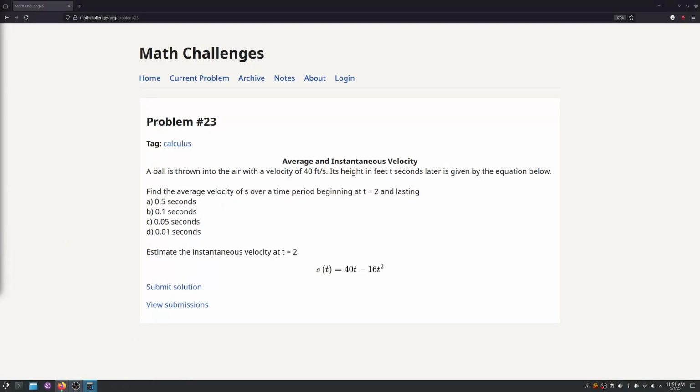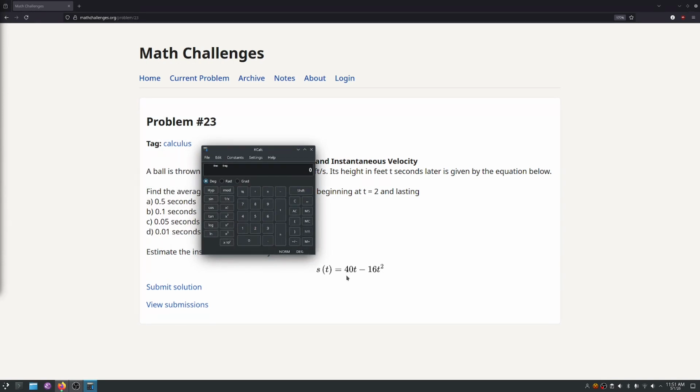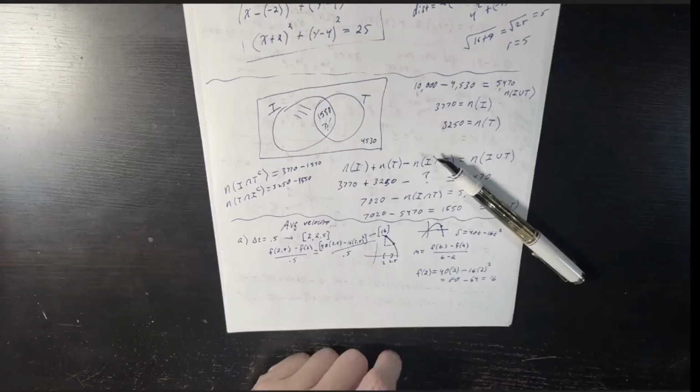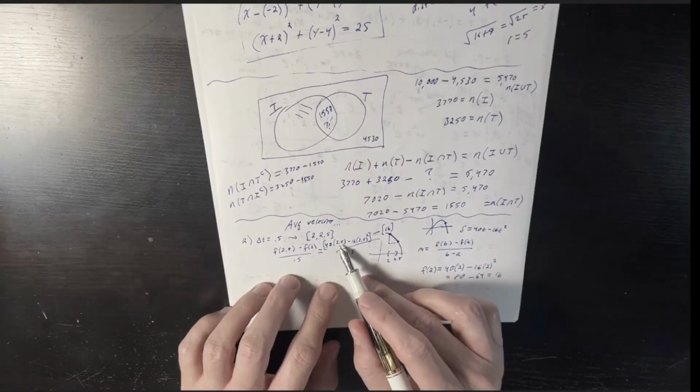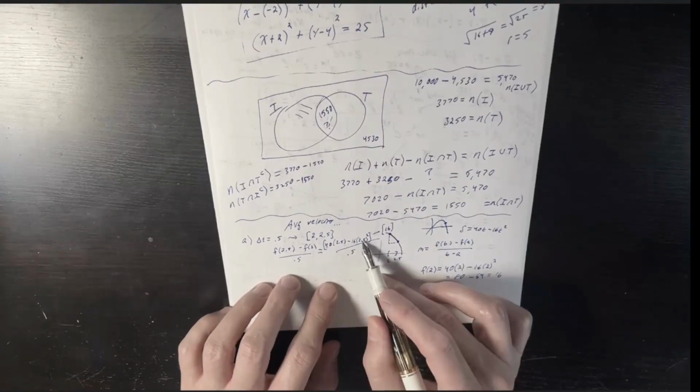If I take 2.5 and square it, what do I get? That makes some sense, I guess. Sure it does. All right, so multiply that by 16. That's the part we're subtracting. So I'm getting 40 times 2.5. So 100 minus 100, that's cute.